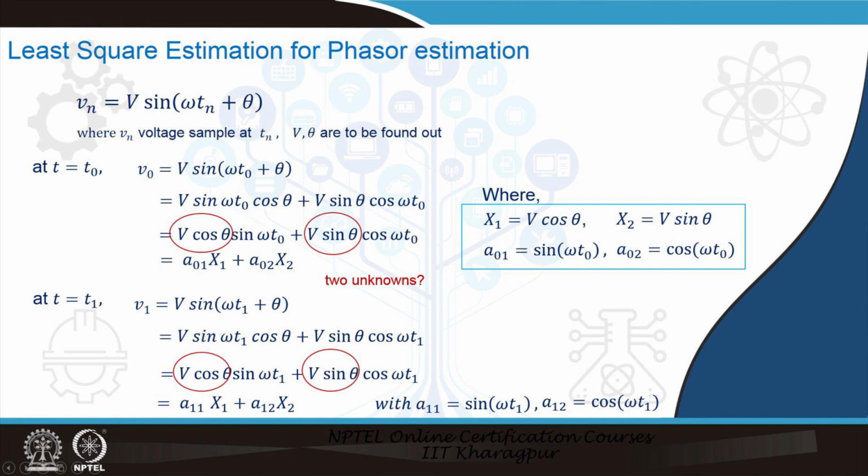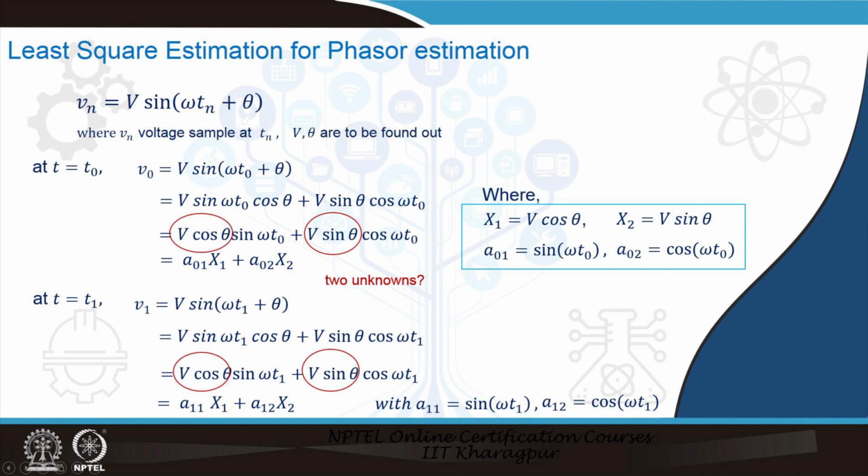Let the signal V n, the nth sample, equal V sin omega t n plus theta. This kind of signal we have already used in the DFT application also, where V n is the sample at the t n instant and V and theta are to be found out. These are the 2 unknowns V and theta, which will reveal the corresponding phasors. Agree? V is the peak value, so V divided by root 2 is the RMS, and theta is the angle of this phasor at the reference instant t naught.